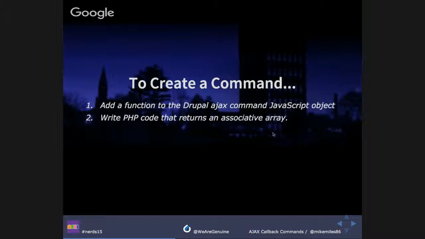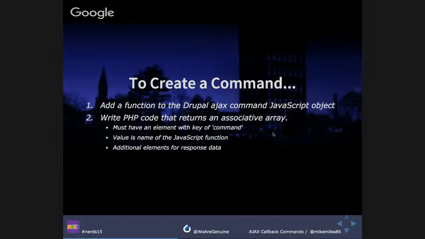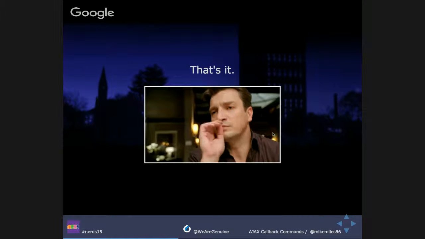What does that associative array have to return? Anybody? You're close. It has to have an element with the key of command, the value of which is the name of the JavaScript function you want to call on the client side. And then any additional elements you want to pass to your custom JavaScript. But all you need is that one key of command. That's it. That's all you have to do is those 2 steps.